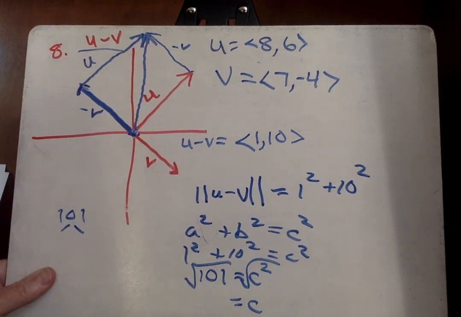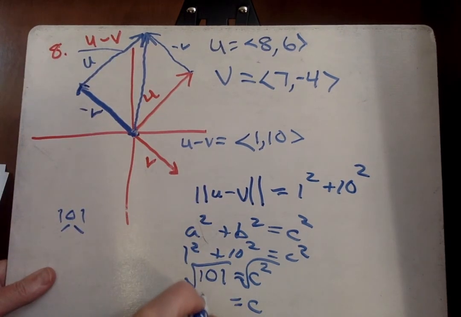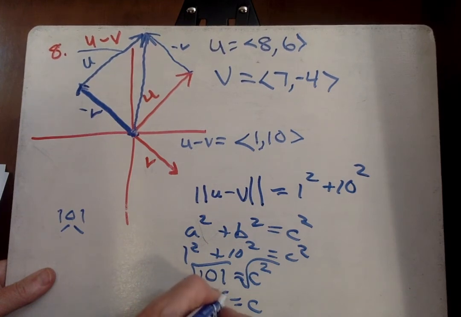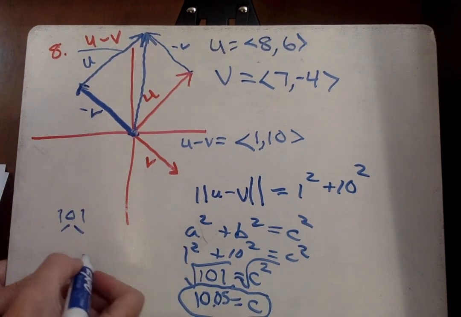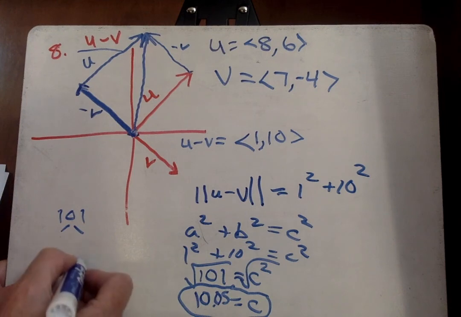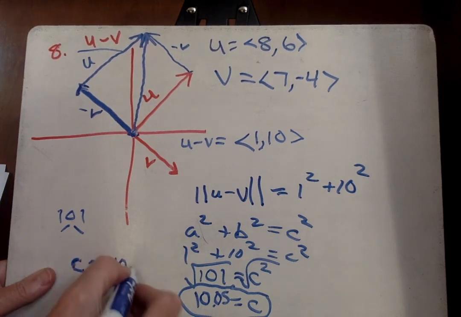Does 101 break down? I'm almost thinking it's prime. 2 doesn't go into it, 3 doesn't go into it, 4 doesn't, 5 doesn't, 6 doesn't, 7 doesn't. Yeah, so I'm pretty sure it's going to be prime. So I say that's approximately 10.05. Oh, I forgot the squiggly lines. So the magnitude of u minus v is approximately equal to 10.05.